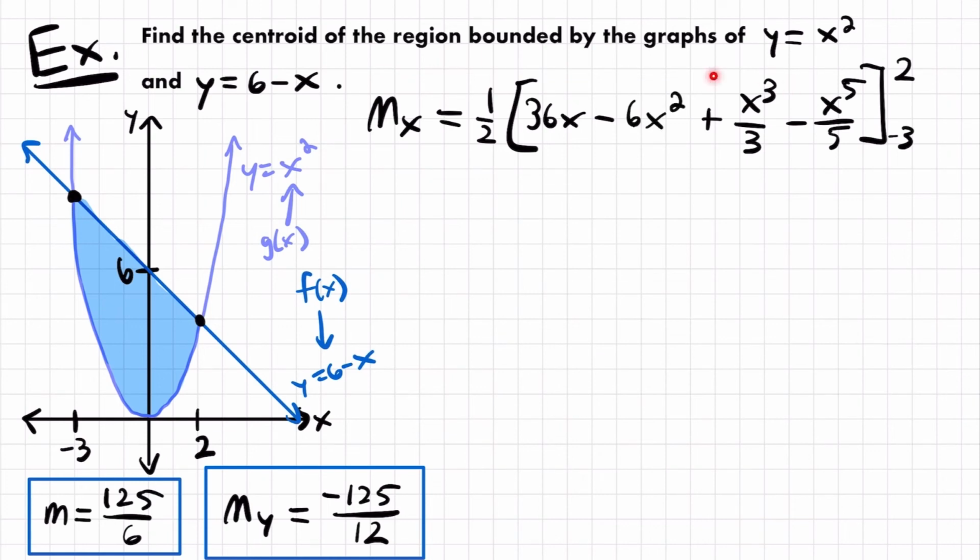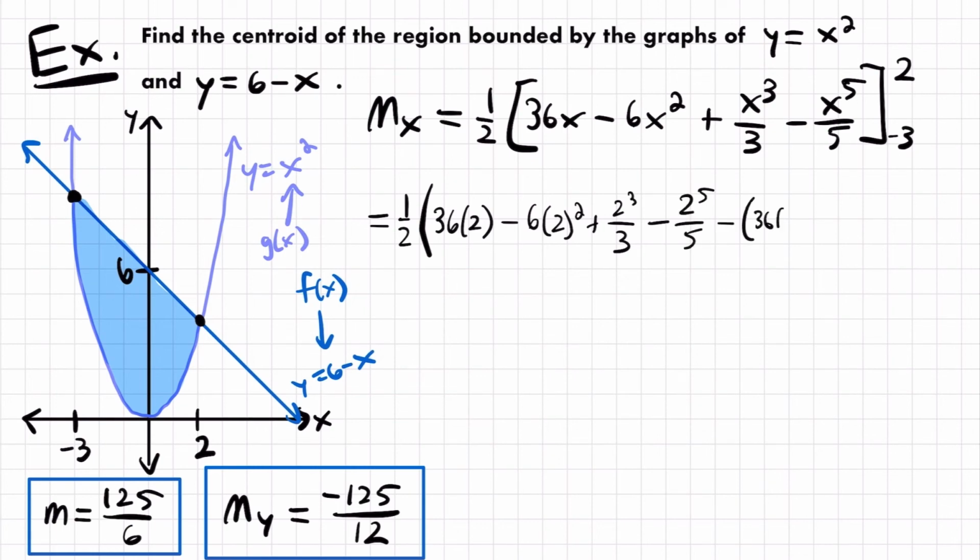And now we can evaluate each of these terms at 2 and subtract the evaluation at -3. And so we'll have that this is equal to 1/2 times 36 times 2 minus 6 times 2 squared plus 2 cubed divided by 3 minus 2 to the 5th power divided by 5, minus 36 times -3 minus 6 times (-3) squared plus (-3) cubed divided by 3. And then I ran out of space, so I'm going to write the next term below here. We're going to subtract (-3) to the 5th power divided by 5, and then that's it.